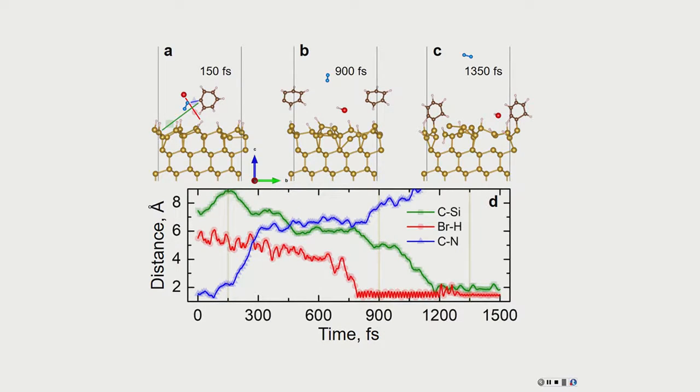And at around maybe 800 femtoseconds, we see the formation of hydrogen bromide. And actually this hydrogen bromide bond is quite stable, because we can see this oscillation with time. This is the signature of a stable chemical bond.